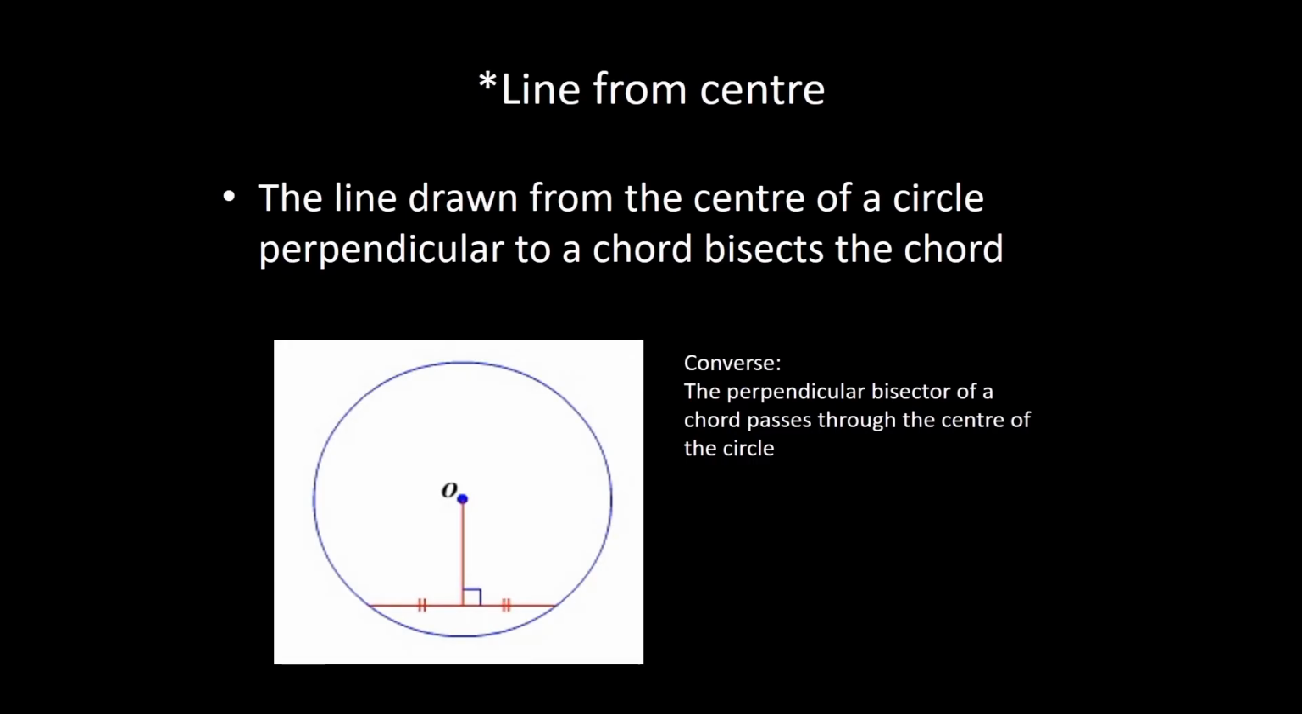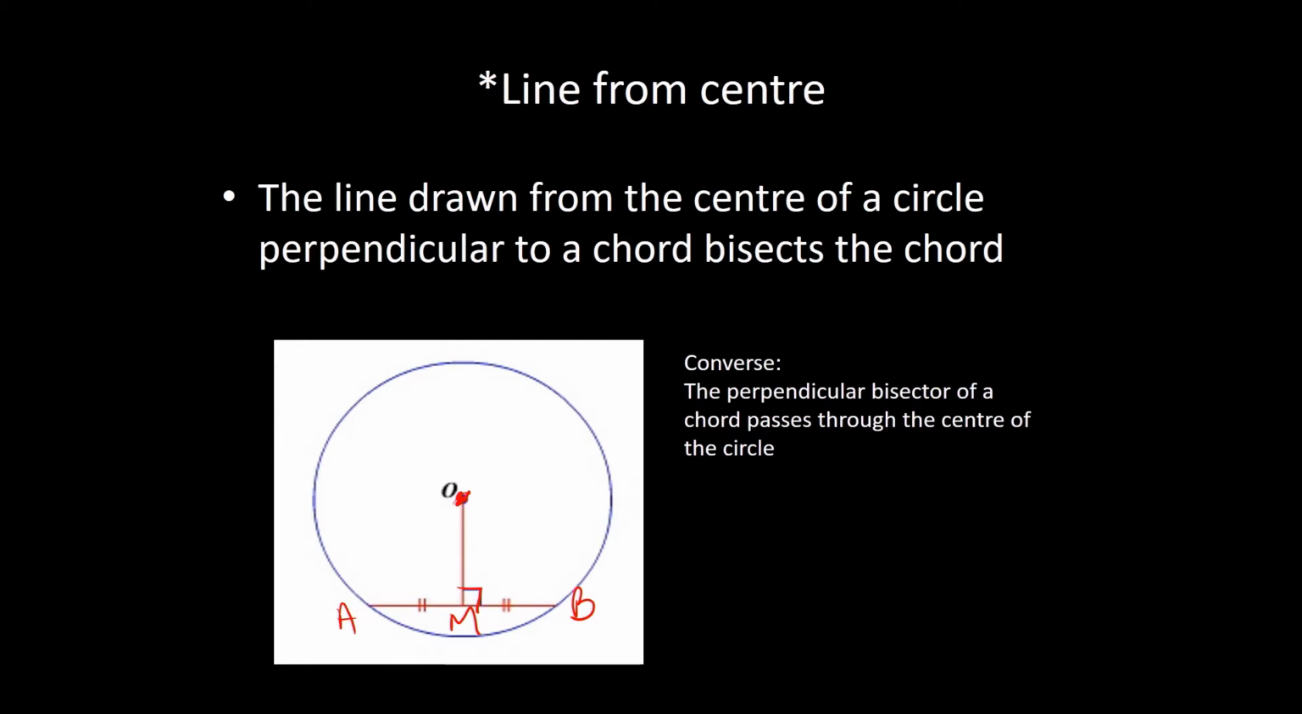So the first theorem you need to know how to prove, we call it the line from center theorem, which says that the line drawn from the center of the circle perpendicular to a chord bisects the chord. So you can see in your diagram, if O is the center of a circle, if we've got a line that is perpendicular to the chord, let's call it AB, then that line from the center will bisect the chord such that if we call this point M, then AM is equal to MB. That theorem you need to know how to prove.